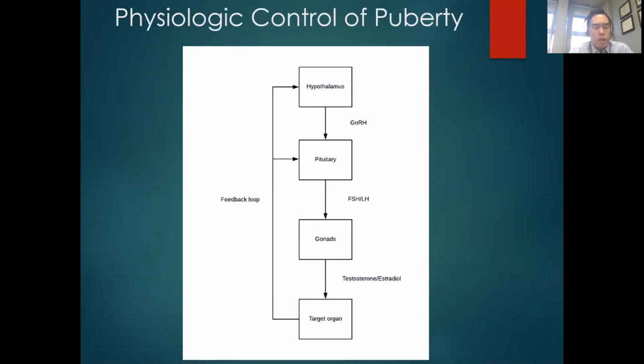As for puberty, this unit is called the hypothalamic pituitary gonadal axis, or HPG. The hypothalamus secretes gonadotropin releasing hormone, or GnRH, which then stimulates the pituitary to secrete FSH and LH, together termed gonadotropins. Finally, gonadotropins stimulate the gonads to secrete sex hormone, which is estrogen for girls and testosterone for boys.